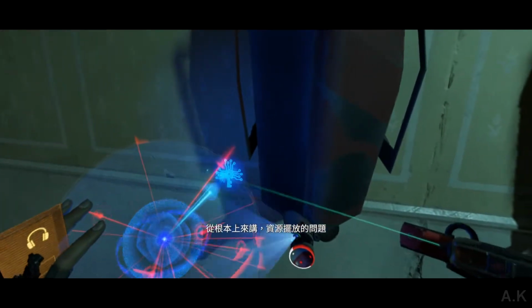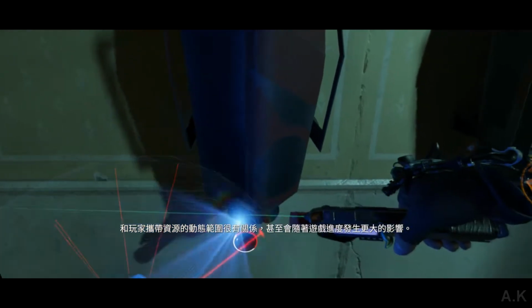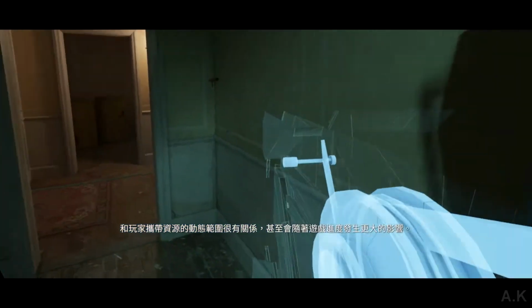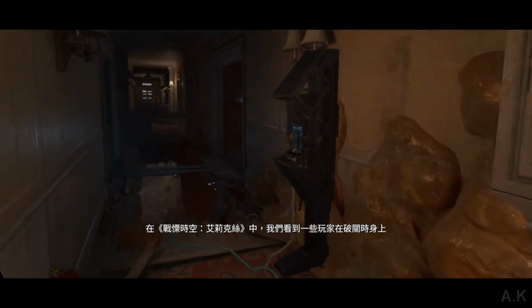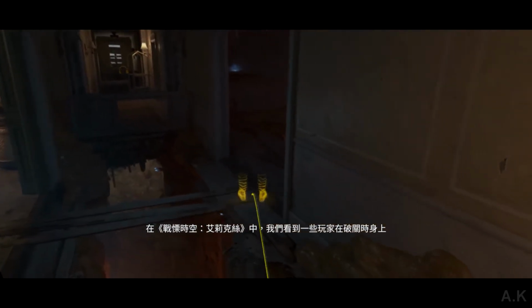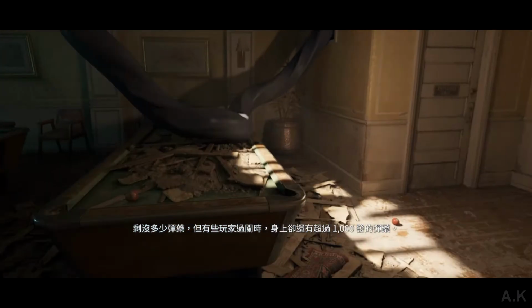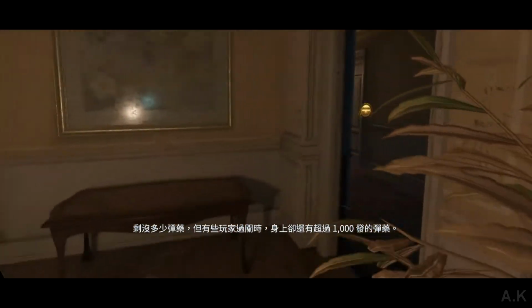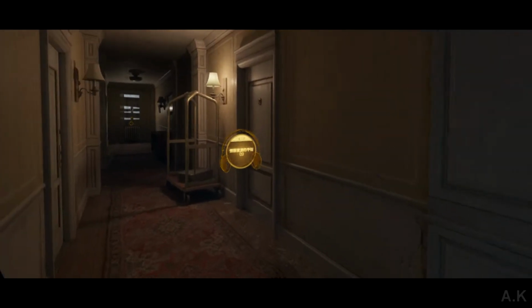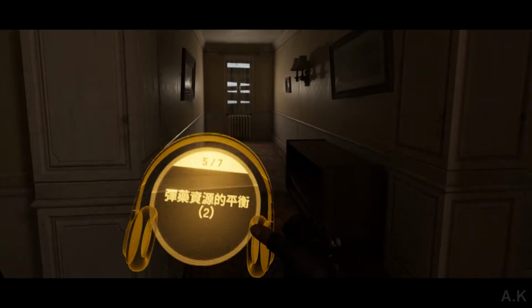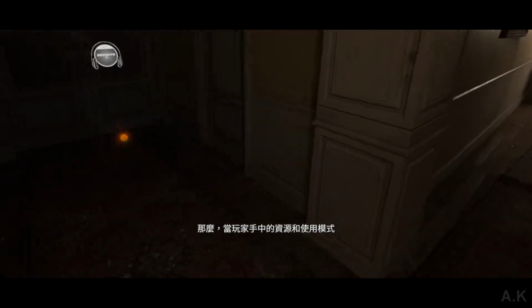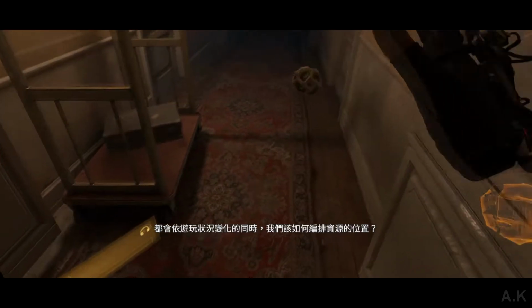So, at its core, the problem with resource placement is that the dynamic range of resources carried by players can be significant, and it gets even wider as the game progresses. In Half-Life Alyx, we would see some players end the game with barely any ammunition, while other players had over 1,000 unused rounds. So how can we handle resource placement when there's such a wide dynamic range in player collection and usage patterns?